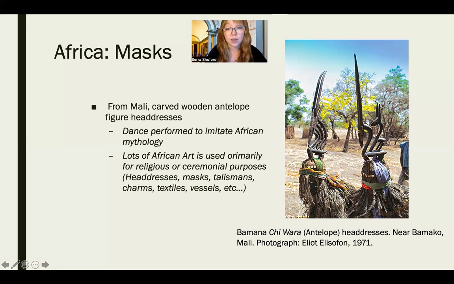And like I said, lots of African art is used primarily for religious or ceremonial purposes. So headdresses, masks, talismans, charms, textiles, vessels, all of these things have dual purposes. They are meant to be beautiful and aesthetically pleasing, but they also have a use and are not just meant to be looked at.